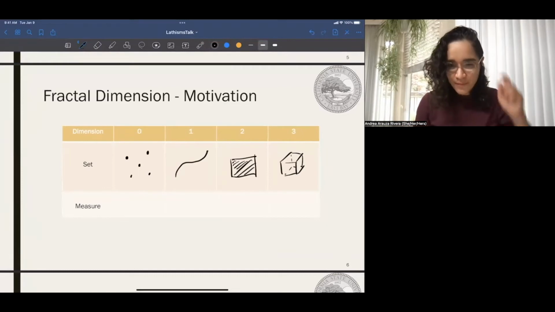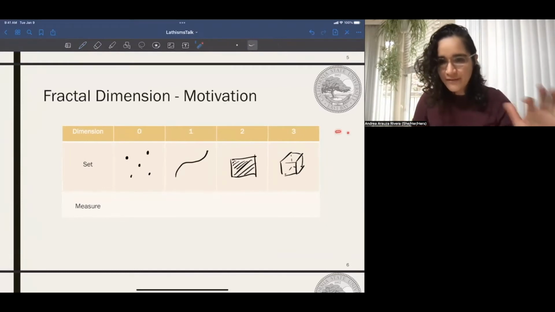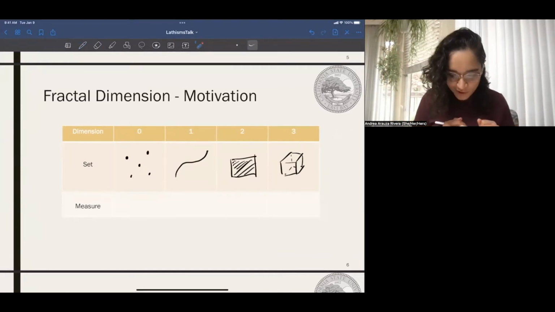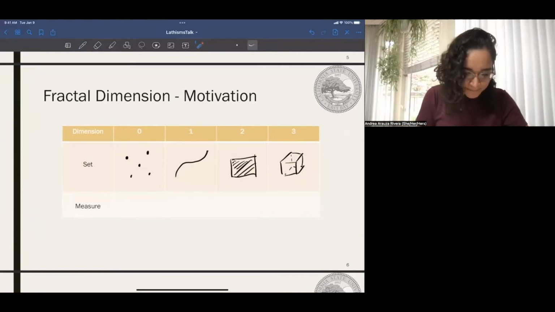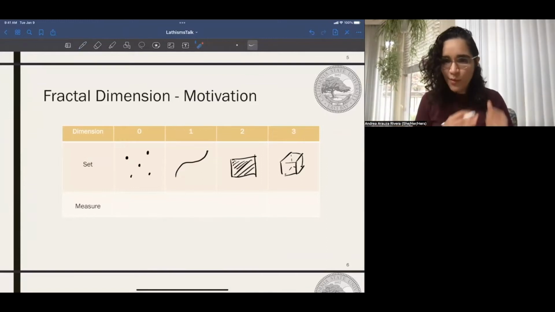And like I said, for the remaining ones, so 4, 5, and 6, right? They get a little hard to draw, but you sort of get the idea here, right? These are some sets that live in these dimensions. If we think about how do I measure the size of sets that live in this dimension, it sort of changes as we go up the scale here.